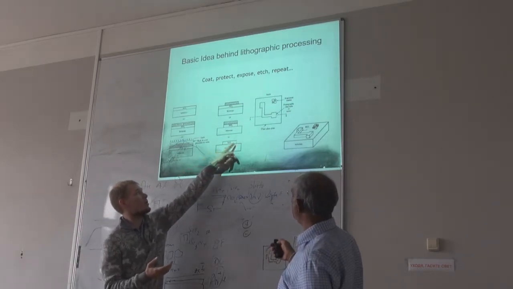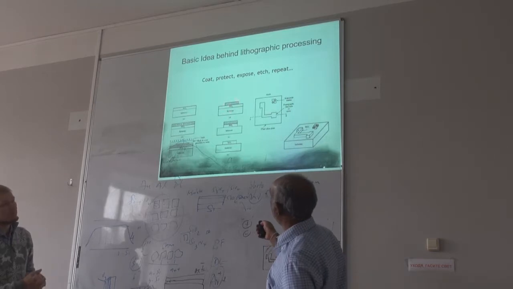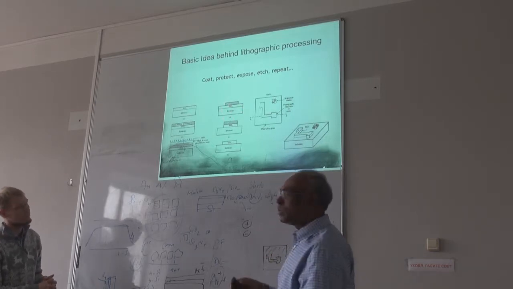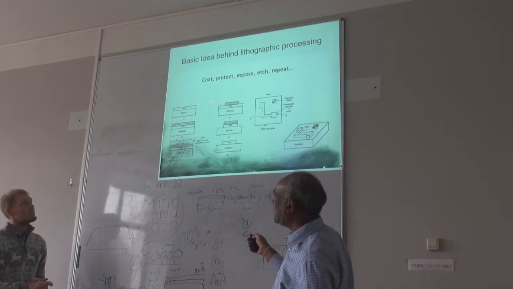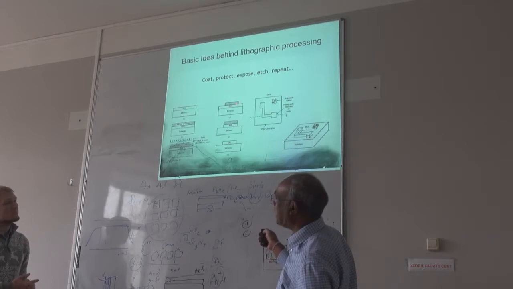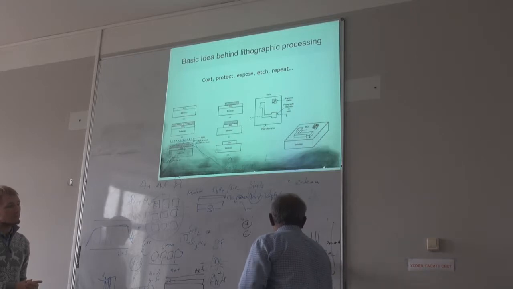So after this one, after developing, then we do the etching. Etch means, because this is a sacrificial layer, SiO2, you can etch this part, because only this part is protected, right? So only this part gets etched out here.